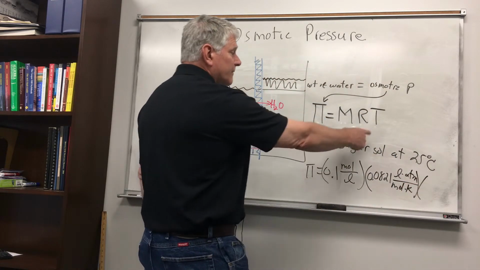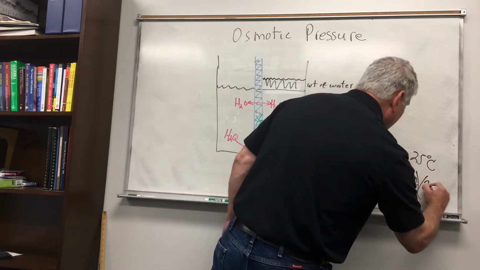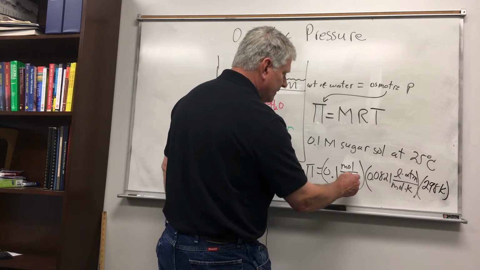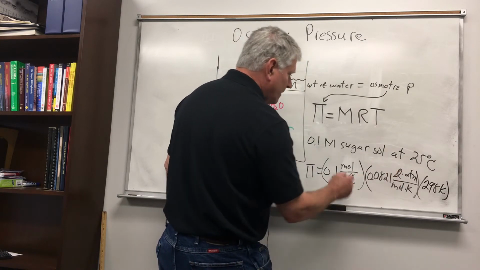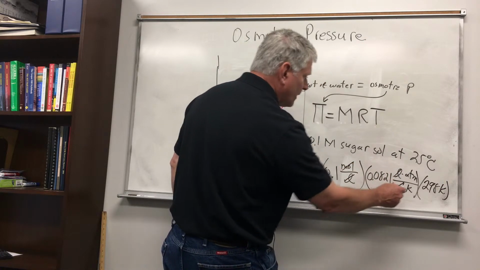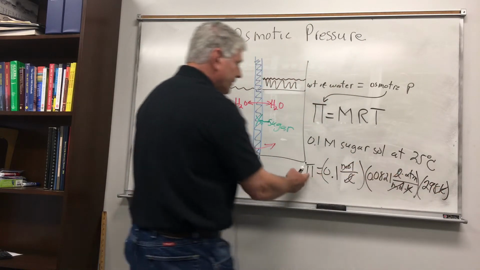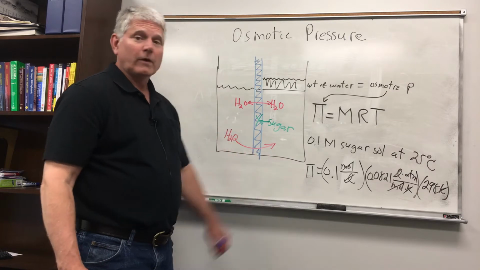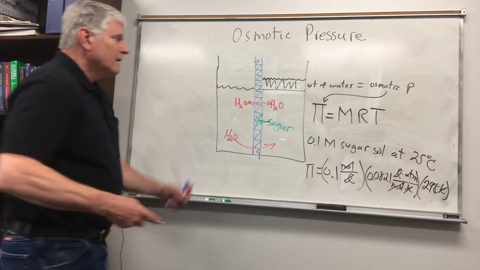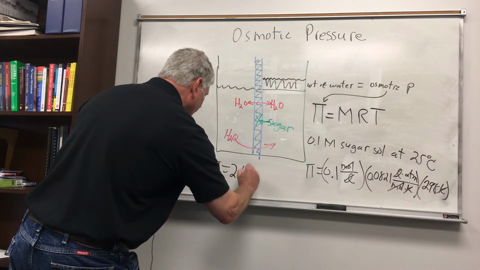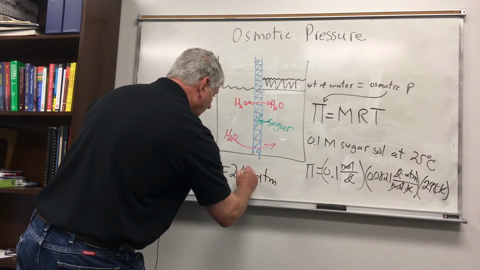And then the temperature, 25 degrees centigrade, is 298 Kelvin. So you can see that liters will cancel, moles will cancel, Kelvin will cancel. The only unit left is atmospheres, so that's the unit for osmotic pressure. So this gives an osmotic pressure of 2.4 atmospheres.